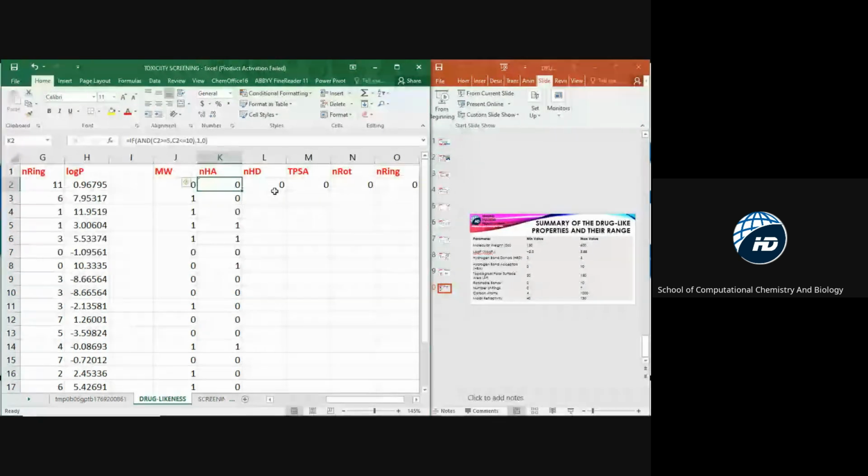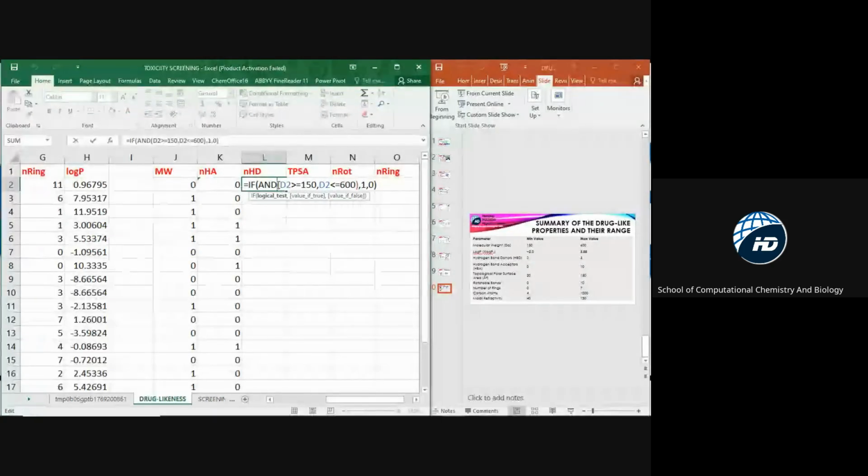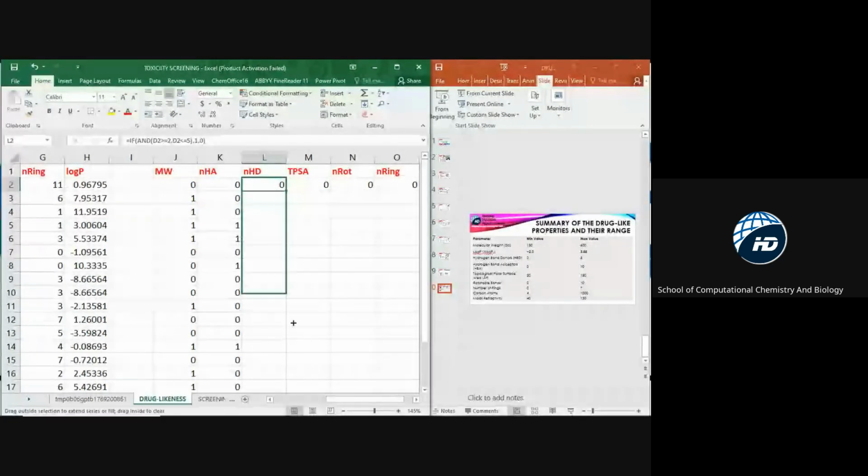Then hydrogen bond donor, 0 to 5. I can say 2 to 5, so not less than 2 and not more than 5. So I edit it to 2 to 5. Then you can drag down.